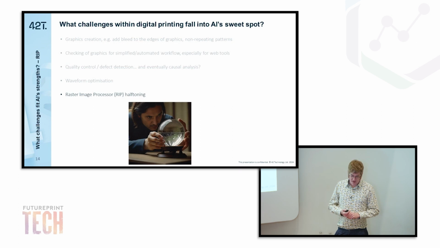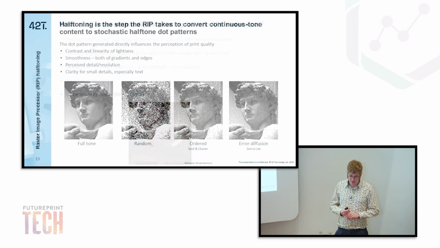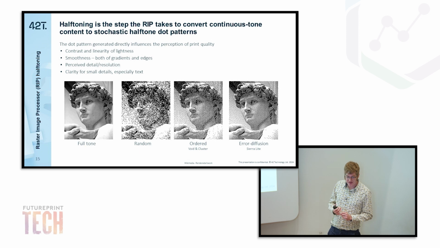So onto half-toning. You probably all know what half-toning is, but the key thing to focus on here is, in some parts of the image, the half-toning is trying to just make things as smooth as possible. You want a gradient, you don't want contours, you want it to just look nice and smooth. Other times, you want perceived detail and resolution. You want to be able to create those high-frequency features and get them exactly as you want them. And in some areas, you specifically want clarity around certain features. So if you've got small text, that's very important.